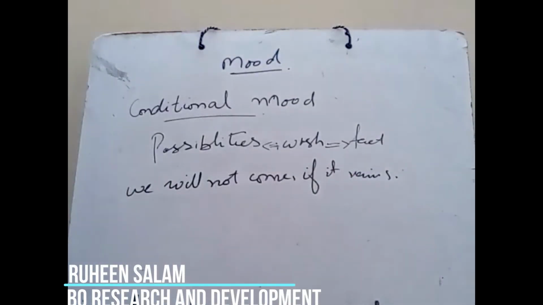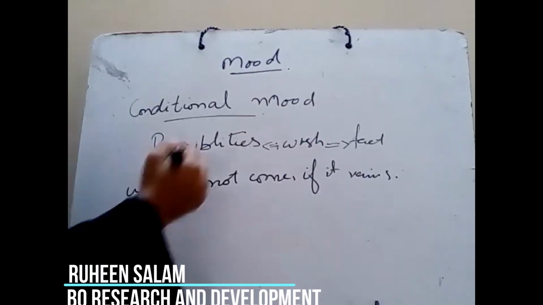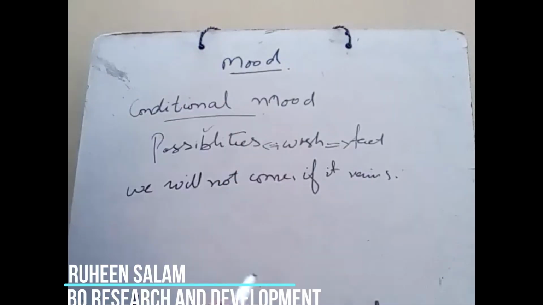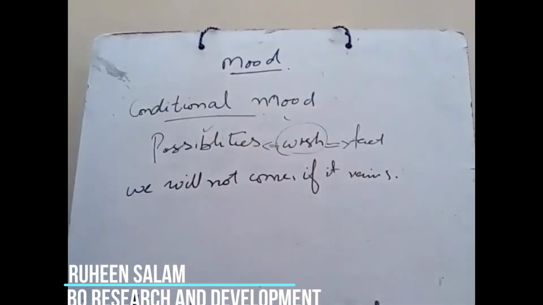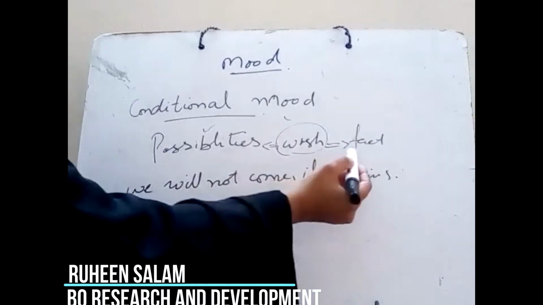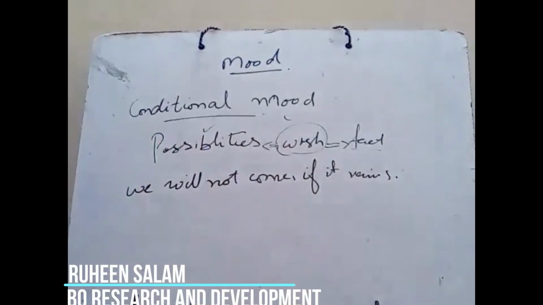we will not come if it rains. So I am telling you that very thing which is based on possibility. Maybe in my inner side, it is my wish that I don't want to visit there, and I am wishing that it would rain so that I don't have to go anywhere. So maybe this is my inner wish which is based on the fact and possibilities.